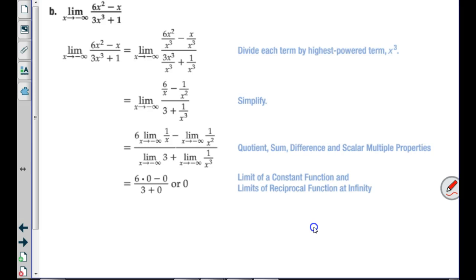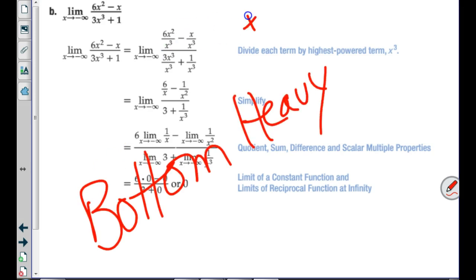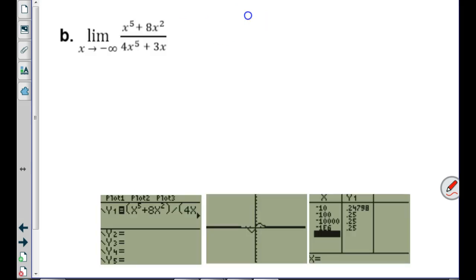All right. This one, we learned it as bottom heavy. Do you remember what bottom heavy approached? Well, they divided everything by an x cubed, and they end up with 6 over x, which is approaching 0. This is approaching 0. There's a 3 in the denominator, but this is approaching 0. So it's just approaching 0. These are just the rules for bottom heavy. Okay? It will approach 0.